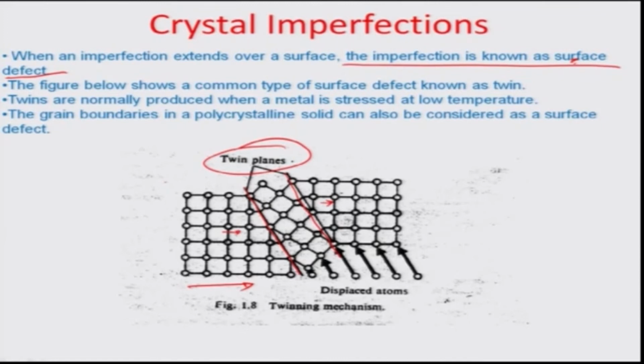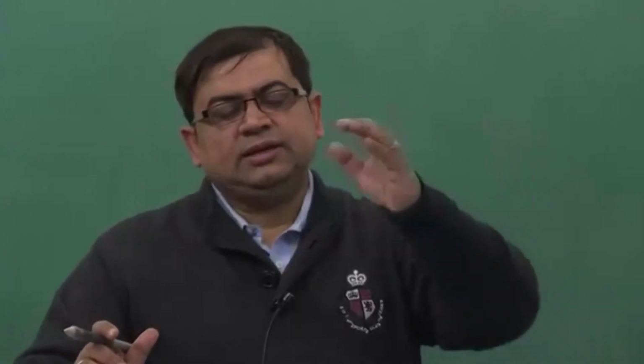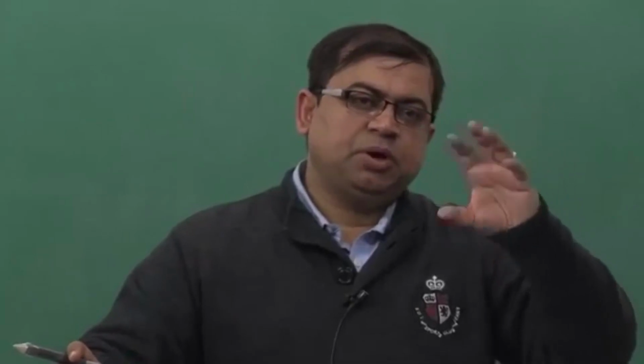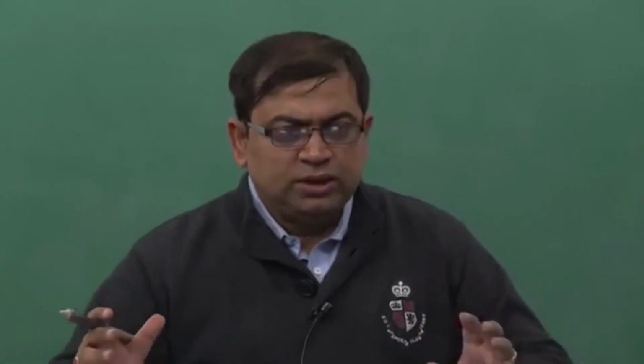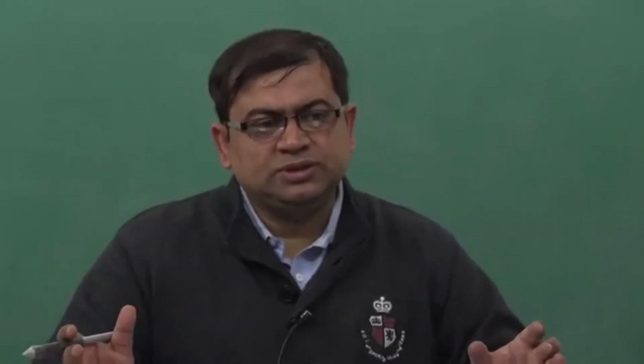So, the figure below shows a common type of surface defect known as a twin, which is normally produced when the metal is stressed at low temperature. And you can see that the grain boundaries in a polycrystalline solid can also be considered a sort of surface defect, because here is where there is a discontinuity in the direction of the crystal. I had earlier mentioned that in a polycrystalline grain you have one crystal growing in this direction, another maybe on another grain in a different randomized direction, and so between those directions there are these discontinuities which exist, which are called grain boundaries.